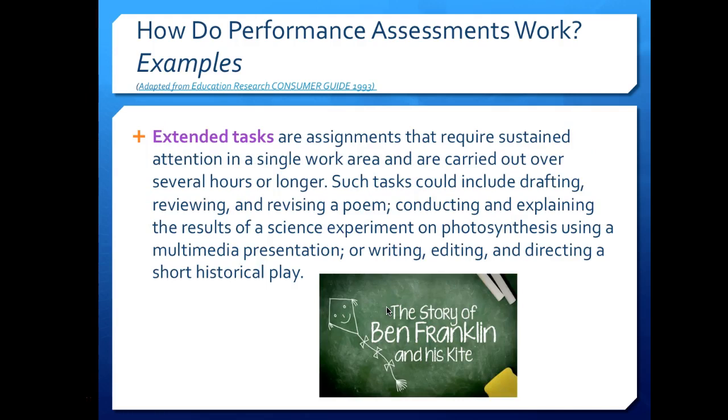Extended tasks are assignments that require sustained attention in a single work area. And this is something you might consider for culminating performance tasks. Such tasks could include drafting, reviewing, and revising a poem. And then, of course, there's a whole topic and content area issue, and there's all sorts of things that can be surrounding that leads up to a particular poem. Conducting and explaining the results of a science experiment on photosynthesis using a multimedia presentation. Or writing, editing, and directing a short historical play, for example, the story of Ben Franklin and his kite. It varies, but extended tasks then become performance tasks.